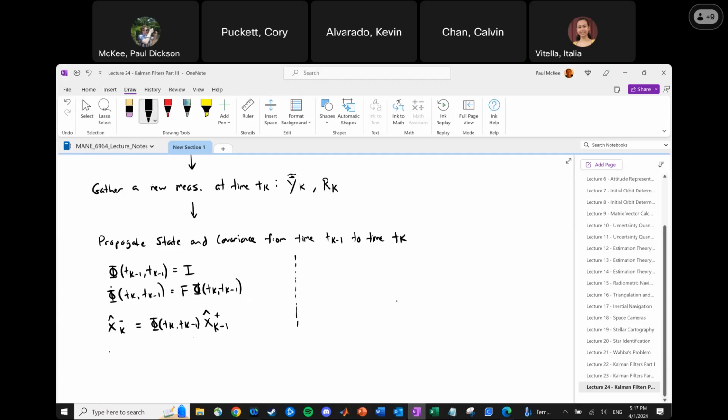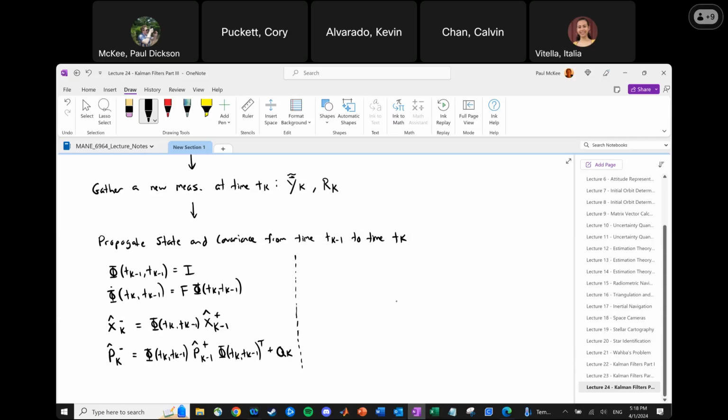But we also keep track of how uncertain we are using Pk minus. So this is our covariance that corresponds to that state. And this can be propagated also using the state transition matrix. But because P is a matrix, you need to multiply it on the right and the left side. This is phi tk minus 1 times Pk minus 1 plus times phi tk minus 1 transpose plus Qk. Right? And none of this is new information. This is just our state and covariance propagation equations from before.